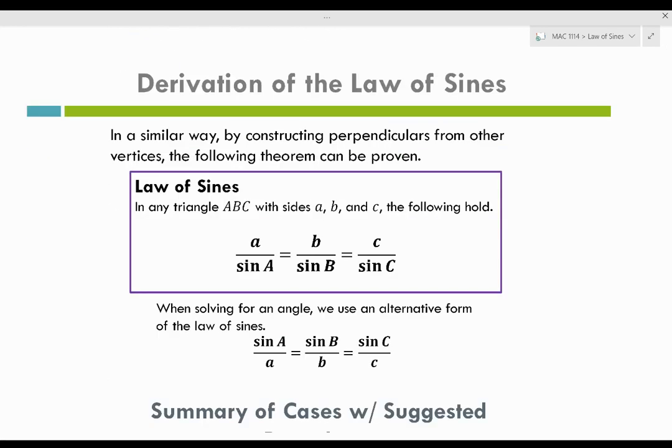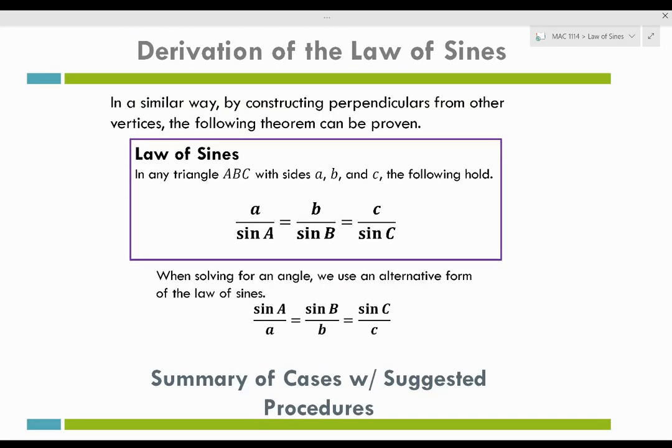The law that we're going to use to solve these triangles is called the law of sines. The law of sines says that in any triangle ABC with sides a, b, and c, the following proportion holds for all of these triangles: little a over sine of A equals little b over sine of B equals little c over sine of C. In this formula, the lowercase letters, a, b, and c, stand for sides.